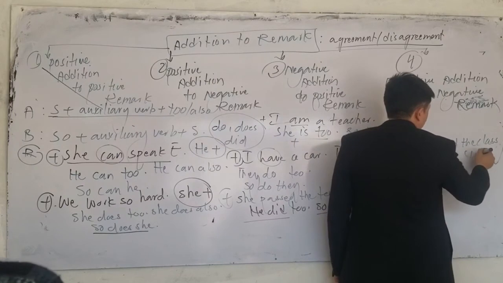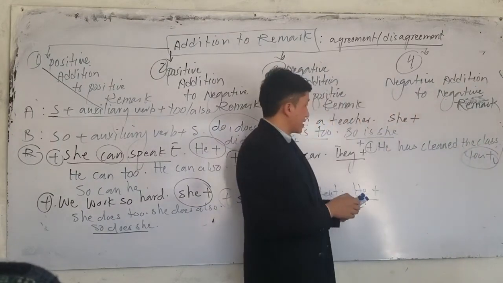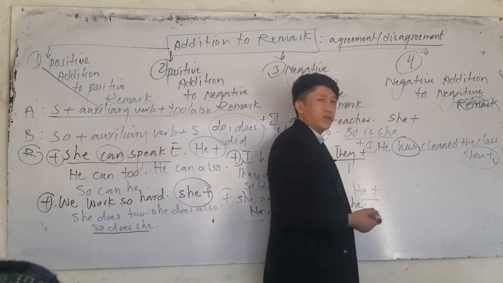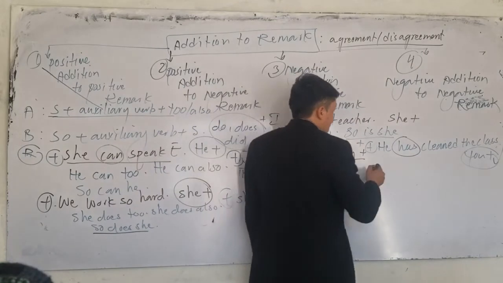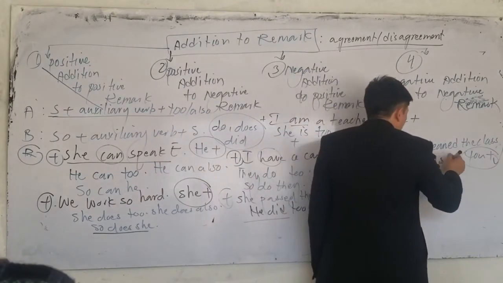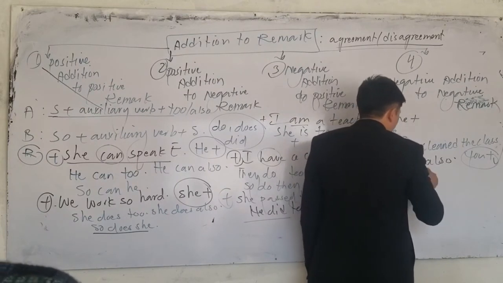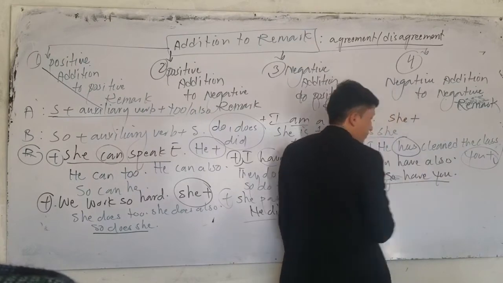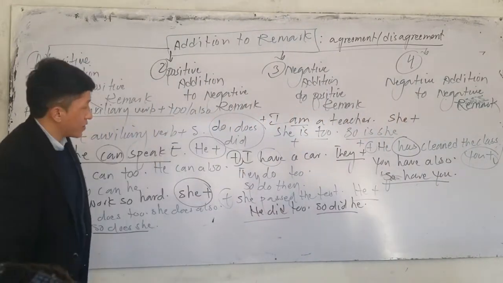What about you? Positive and positive. Look, he has cleaned the class. Now this has. What is has here? Has is an auxiliary verb. It's not a main verb. What should I do here? I can say you have also, or so have you. That's the first. Do you have any questions here? Now let's go and talk about the second rule.